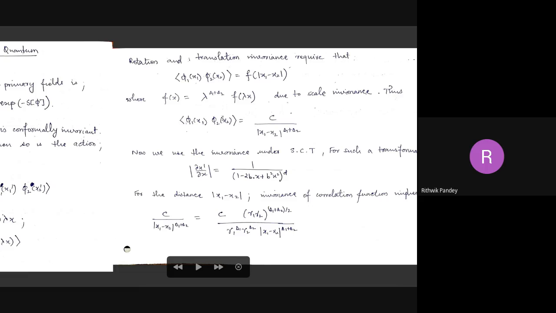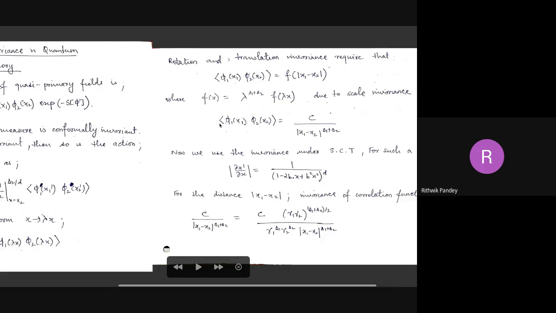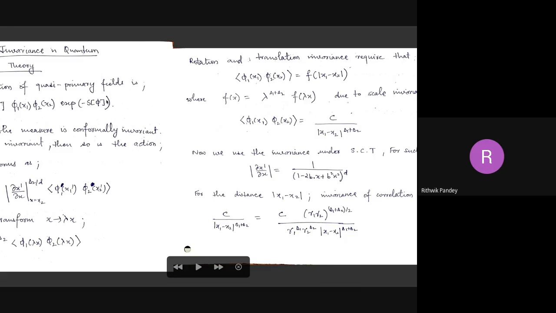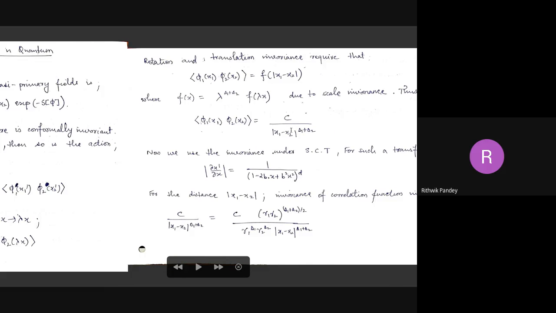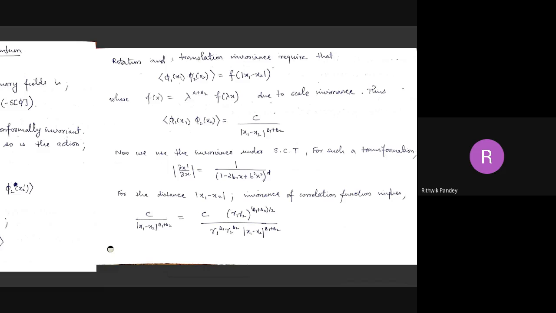So from that, we can easily see the 2-point correlation function should have the following form. It should be some constant c divided by the distance between the 2 points to the power delta 1 plus delta 2. So what we have seen here is that without even knowing the form of the action or anything else about the theory, just by imposing symmetries, we have derived the form of its 2-point correlation function.